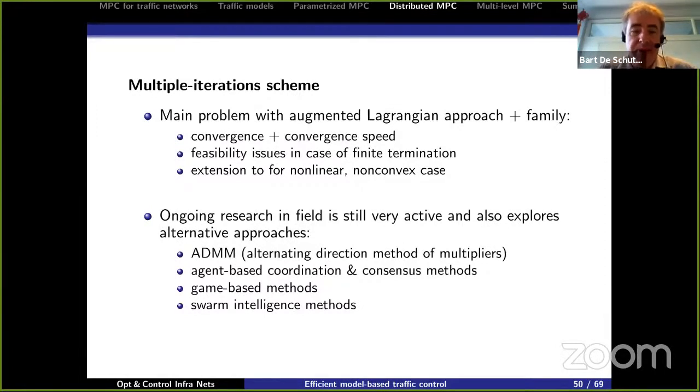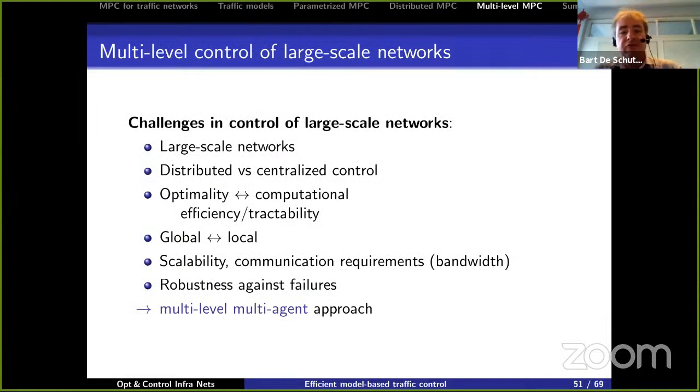If we have a very big network, then one way to address the computational issues is to divide the network in subparts, and then for every subpart have its own local controller. But on the other hand, also make sure that the controllers interact and coordinate so that you get some global performance. However, if you have really a huge network, that might still not be sufficient.